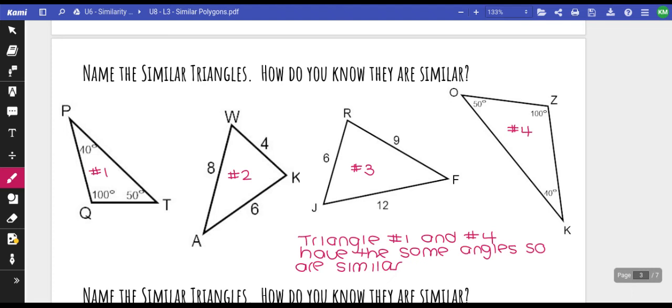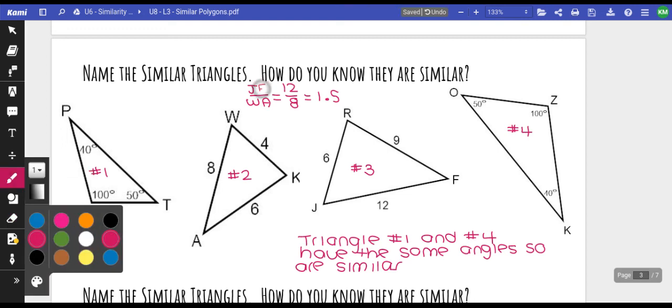What's the longest side on this? 12. So if I was going to compare those, I could say I'm going to do JK over WA, because those are my two longest, which is 12 over 8. What does that give me as a scale factor? 1.5. Now we just compared the two longest. Should we compare the two shortest? What's the shortest on this? 4. What's the shortest on this? 6. Now notice, and sorry, it wasn't JK, it was JF. I put that triangle on top, so we're going to do it the same.